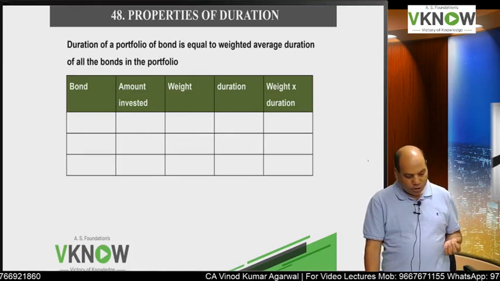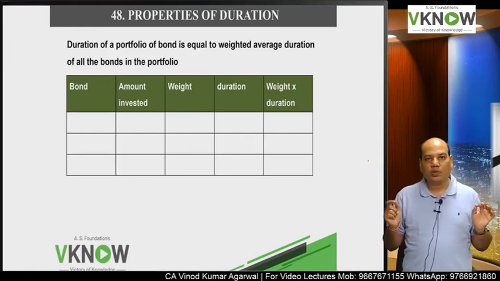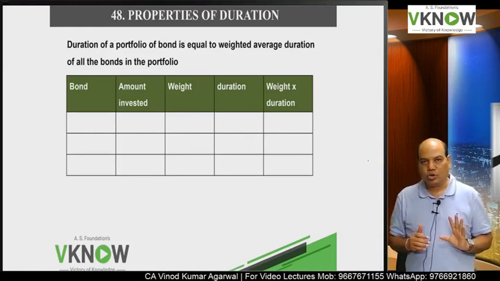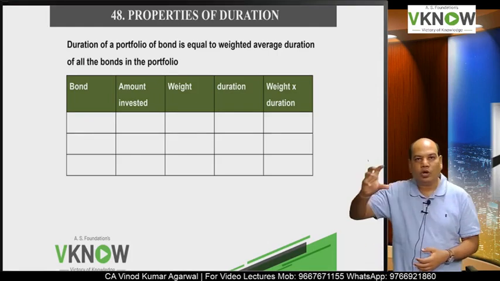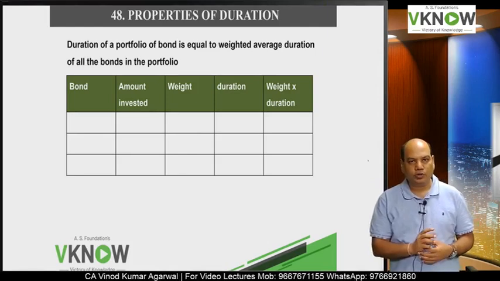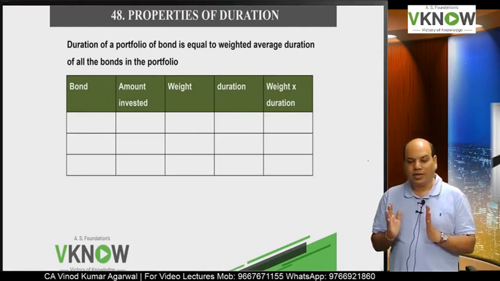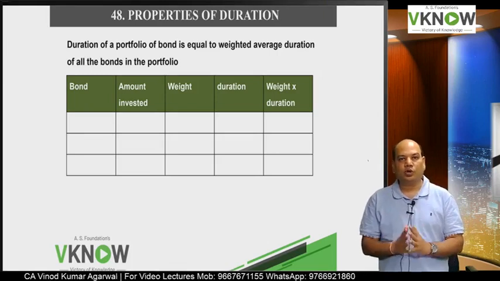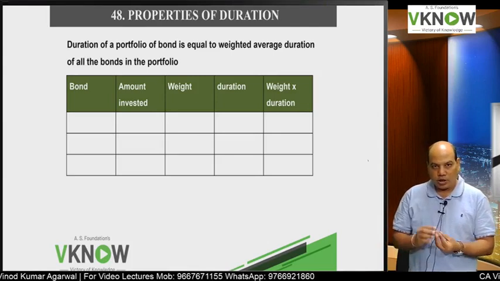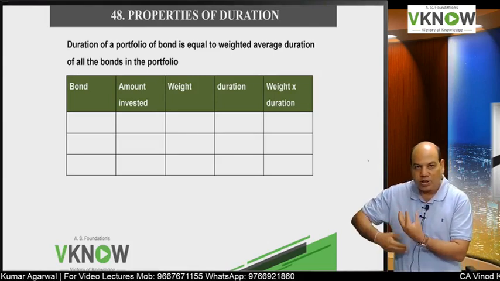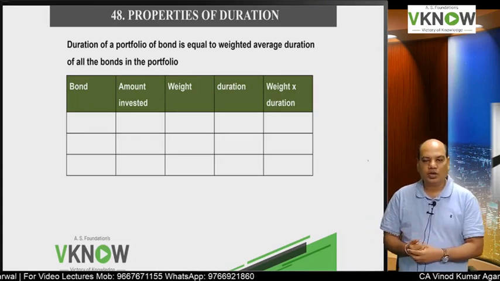Now next property of the bond is, suppose you have more than one bond in the portfolio. Your portfolio comprises of more than one bond. So what is the overall duration of the portfolio? The overall duration of the portfolio will be the weighted average duration of all the bonds in the portfolio. What do you mean by weighted average? Weighted average means how much amount you have invested in the bond. The amount invested in the bond will be used as weights.